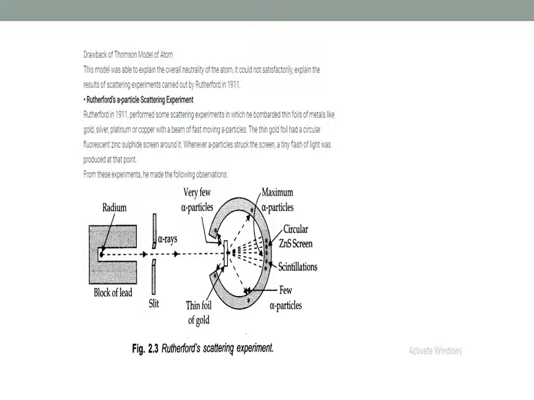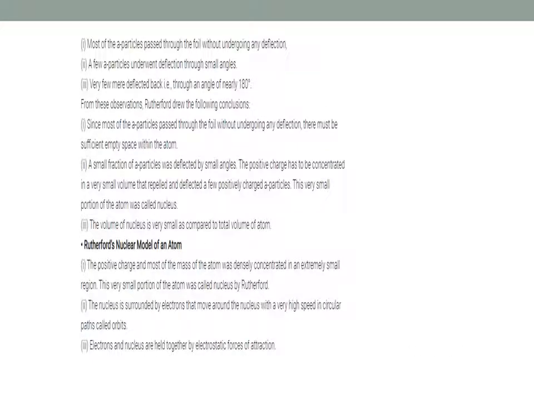When they strike on the zinc sulfide screen, various spots are obtained and there are very few particles that strike at very small angles, and some of the particles also went back in the same direction from where they came. Most of the alpha particles pass through the foil without undergoing any deflection. A few alpha particles underwent deflection through small angles. Very few were deflected back, that is through an angle of 180 degrees.